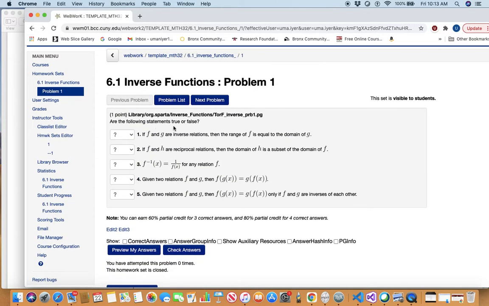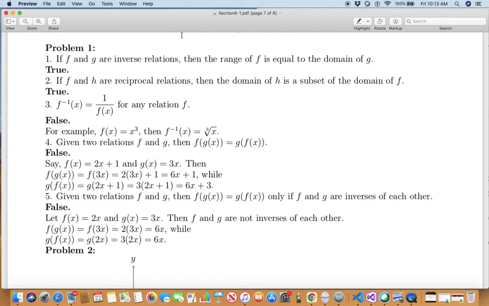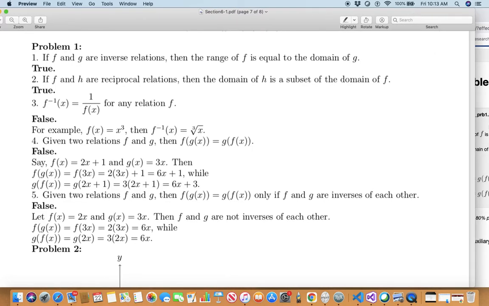Are the following statements true or false? If f and g are inverse functions, then the range of f is equal to the domain of g. That is a true statement.